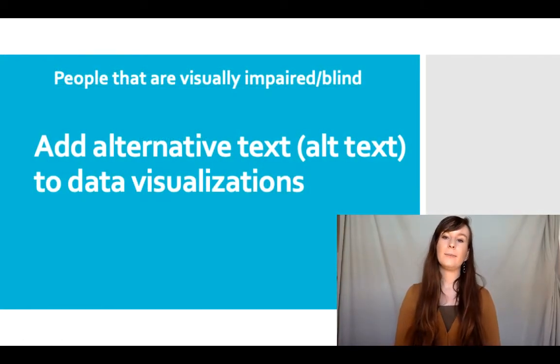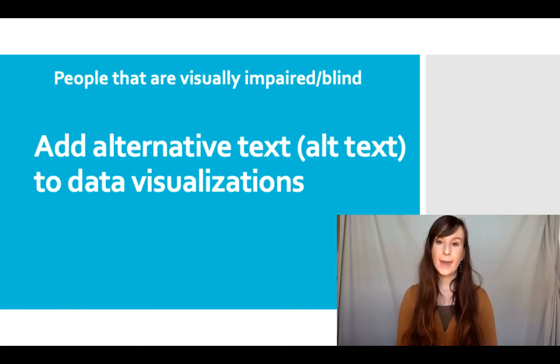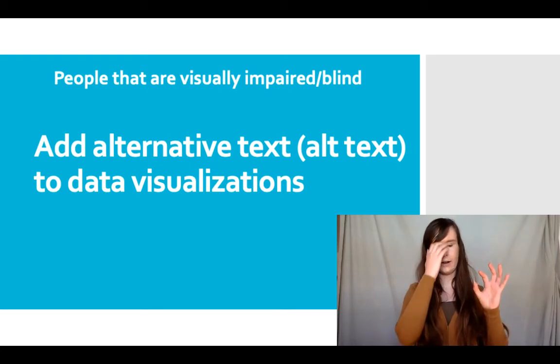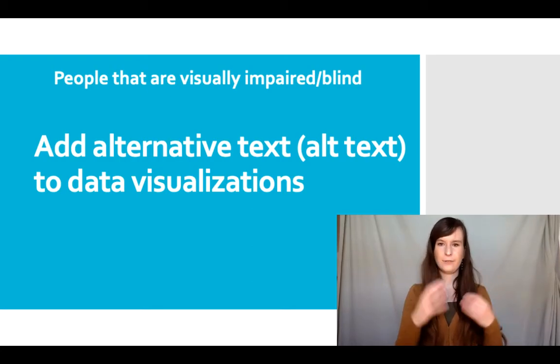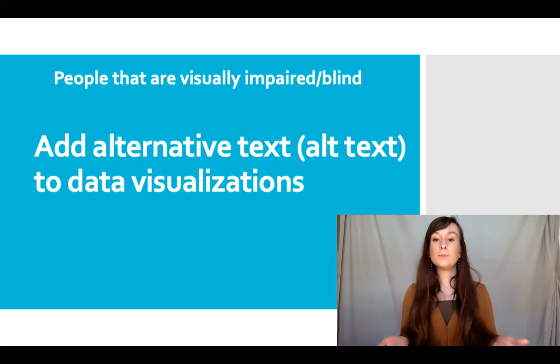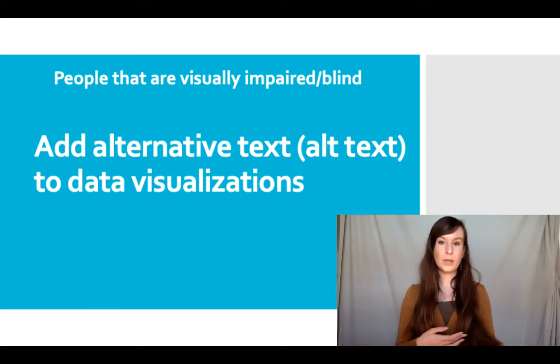Now we're going to talk a little bit about someone that is visually impaired or blind and how they access the information in our visualizations. Because the person cannot just visually look at our graph or chart and gather information that way, these people typically use what's called a screen reader.